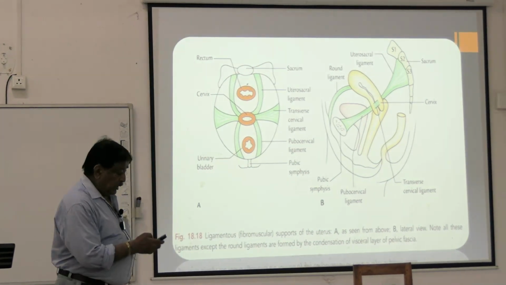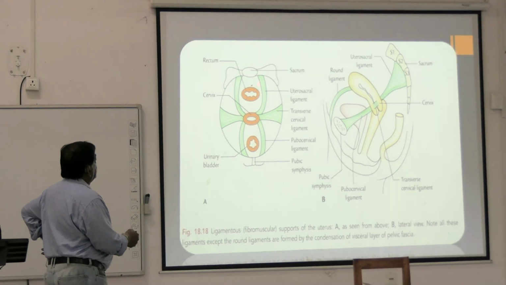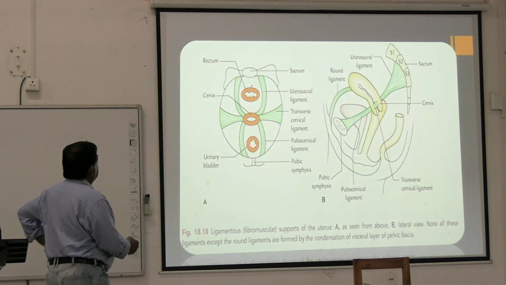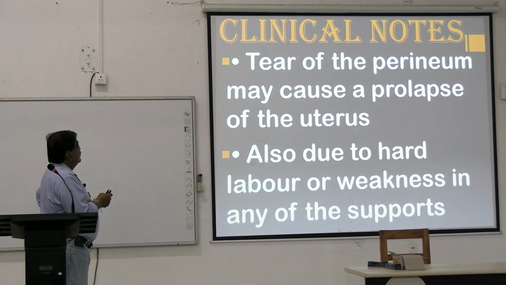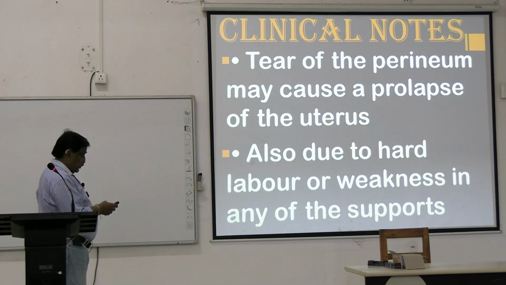Okay, now see, this is the sacrum, this is the uterosacral ligament, sacrum to uterus, cervix, here the transverse cervical ligament, and the pubocervical ligament. This is the urinary bladder, this is the rectum. Now, this is the symphysis pubis. Tear of the perineum may cause prolapse of the uterus. Also, due to hard labor or weakness in any of the supports.